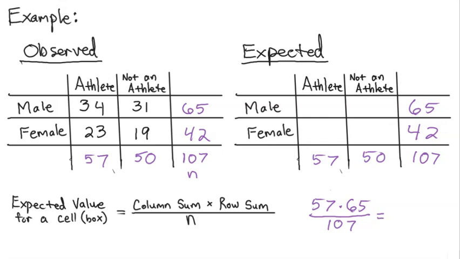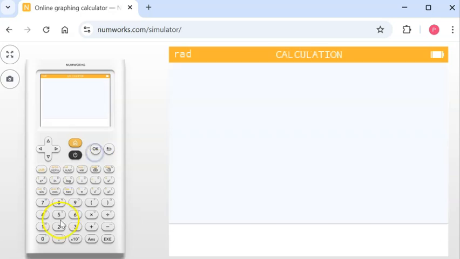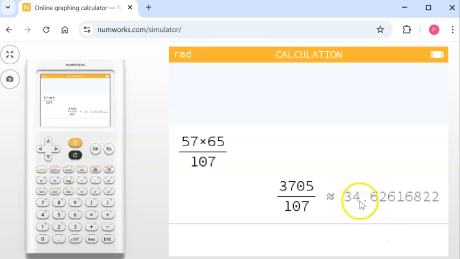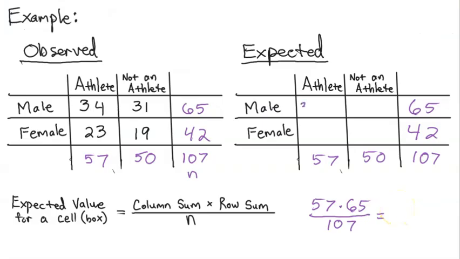So let's go over to a calculator here, and we're going to do 57 times 65 divided by 107. And here's what we get: 34.626. Now we could try and put 34.62616822, but there's not a lot of room in that box. So let's just do 34.626. Now it's important to understand that in the observed contingency table, we're going to have whole numbers.